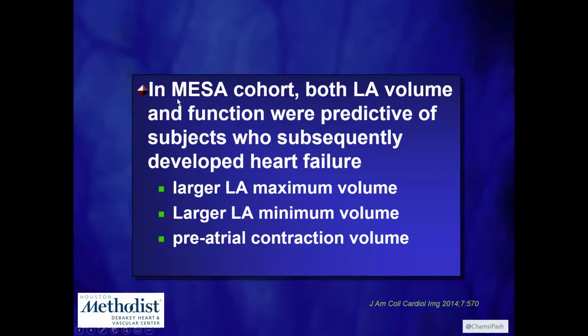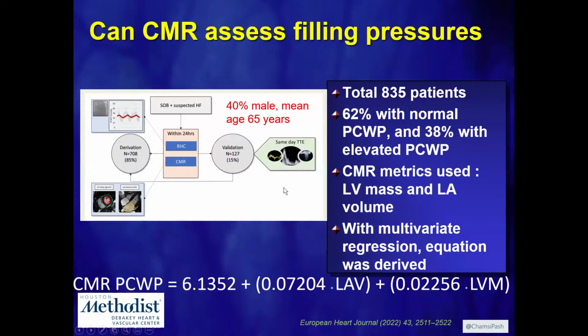In this study from a few years ago in the MESA cohort, both the left atrial volume and function were predictive of the patients who would subsequently develop heart failure. The larger the left atrial maximum volume, but also the larger the left atrial minimum volume and your pre-atrial contraction volume, were independent predictors. Can MRI assess filling pressures?